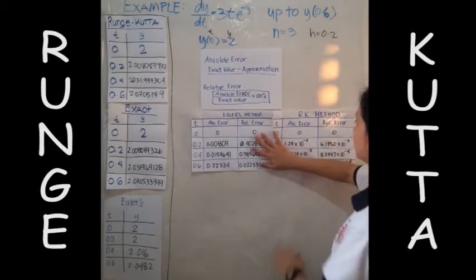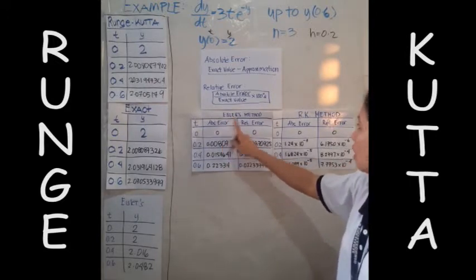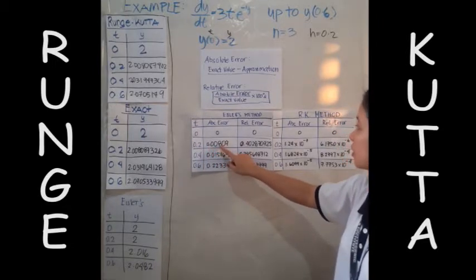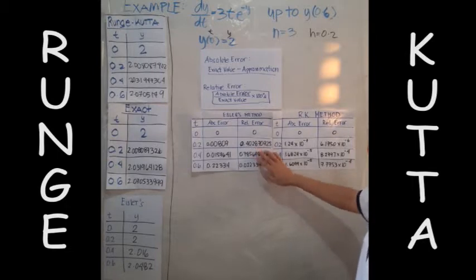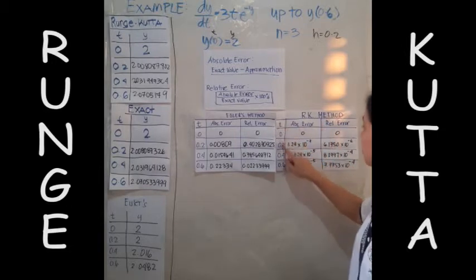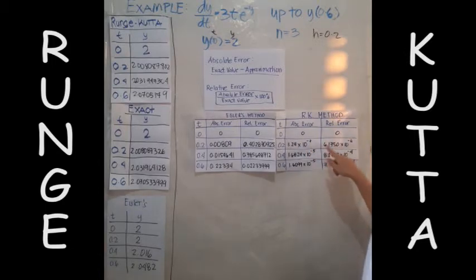we also have this. So in this table, as you can see, the absolute error of Euler's method when time approaches 0.2 is 0.00809 and its relative error is 0.4028. While in Runge-Kutta method, the absolute error when time approaches 0.2 is 1.24 times 10 raised to negative 7, and its relative error is 6.1750 times 10 raised to negative 6.